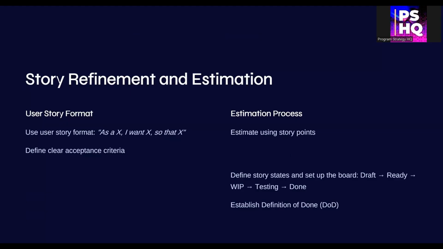Define story states. Set up the Scrum or Kanban board and agree on your team's definition of done. This ensures consistency and quality.